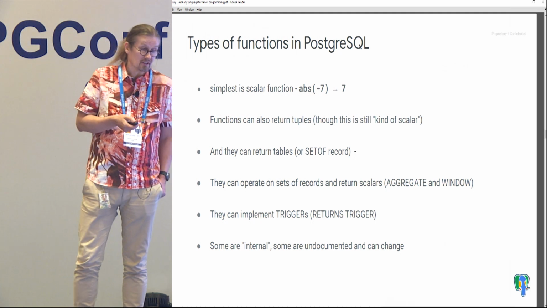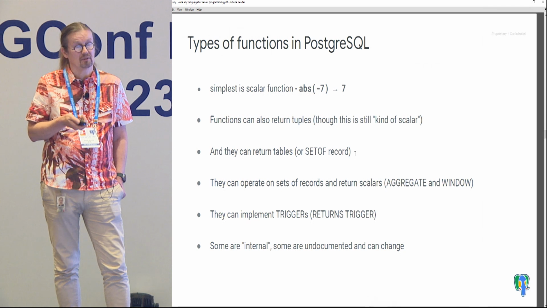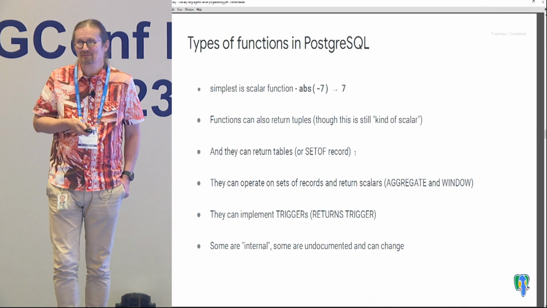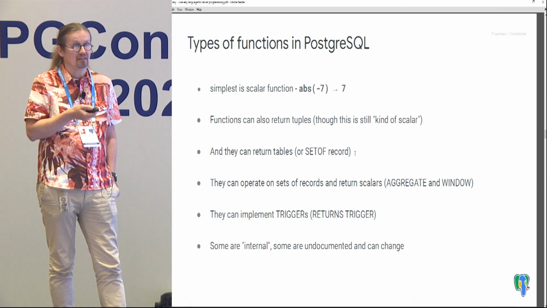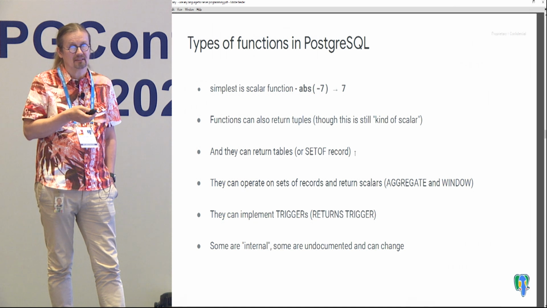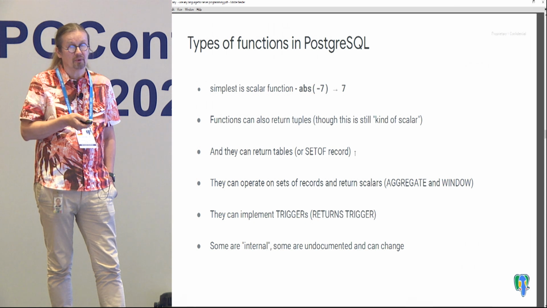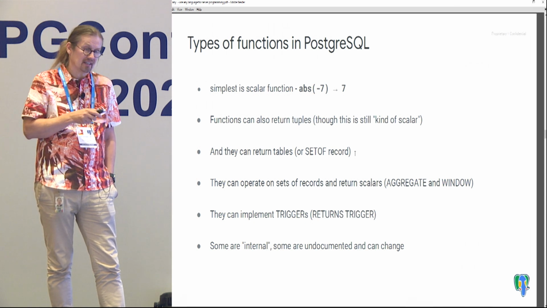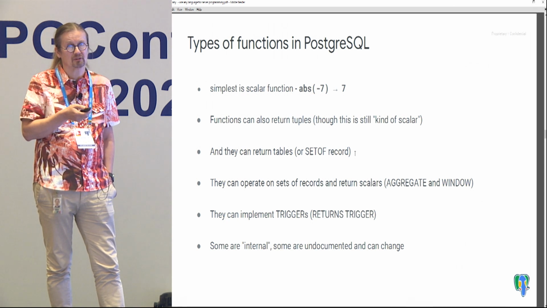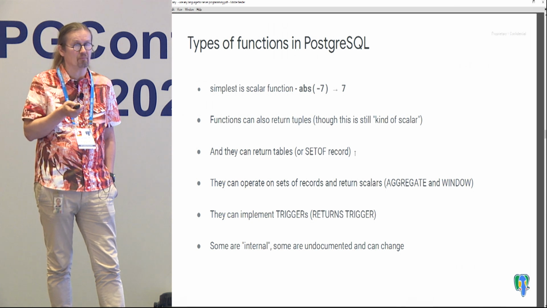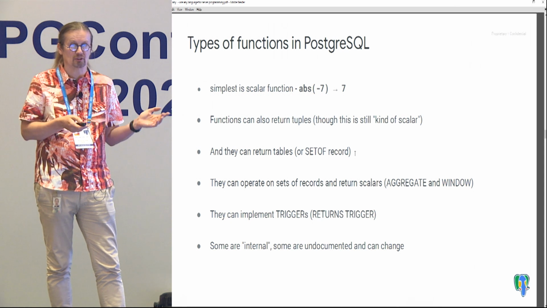And what functions does Postgres have? It has a simple function, a scalar function. It's basically a function that takes one or more arguments and returns a single value. Then you have functions that return tuples or records. You can still think of this in Postgres as kind of scalar, because in Postgres everything gets its type. If you create a table, you get a table type that is actually a set of field values, and you can use it in many other places.